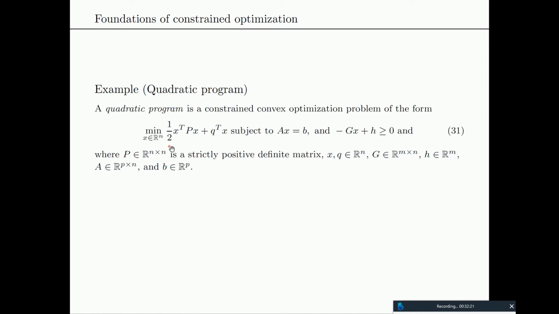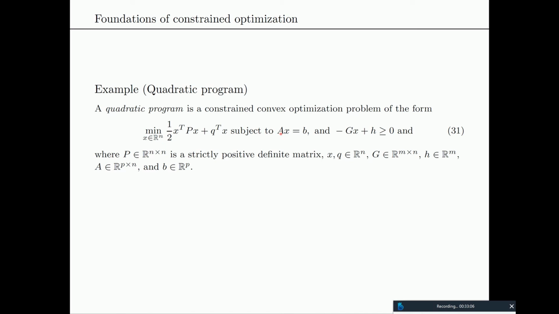And it's then usually specified like this. Minimize over the n-dimensional values x this objective function, which is given by x^T, so the transpose of x, times a strictly positive definite matrix P that needs to be specified, times x, so you have this square of x here, plus a linear term in x, so this q^T times x, so that's the objective function of a quadratic program. It's a little bit weird, they call these things programs, it's a problem, but for historical reasons it's called a program.